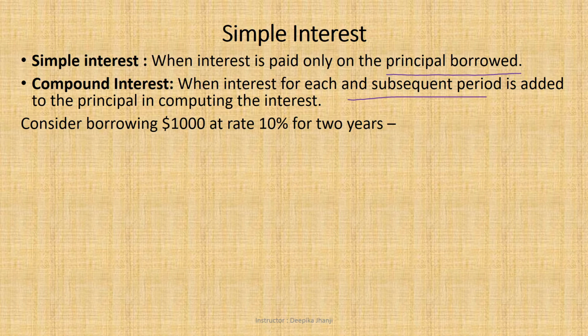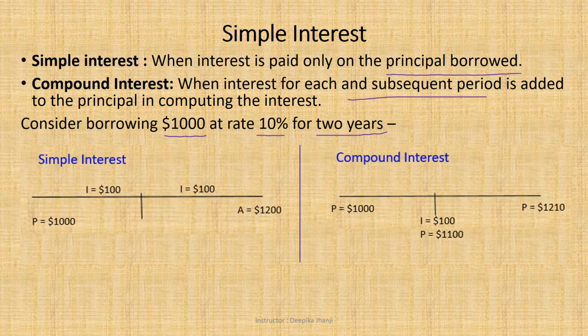Let's say we borrow $1000 at the rate of 10% for 2 years. Now the calculations for simple interest and compound interest: in case of simple interest, when we borrow 1000, we're going to pay 10% interest, right? So 10% of the principal borrowed, which is 1000. And when we calculate this, it comes out to be $100. That means for the first year, we're going to pay $100.